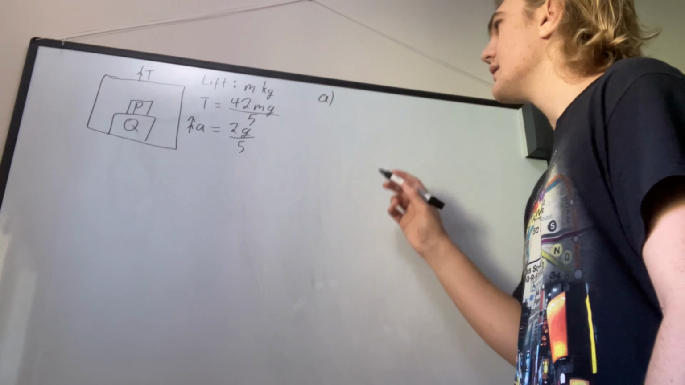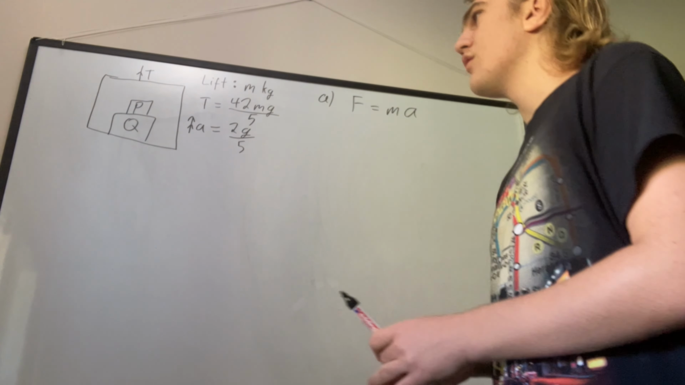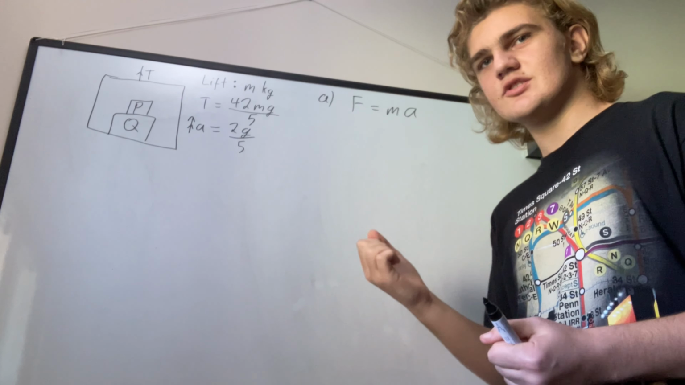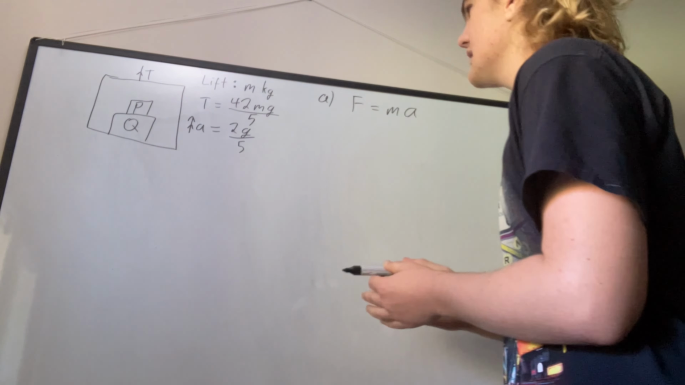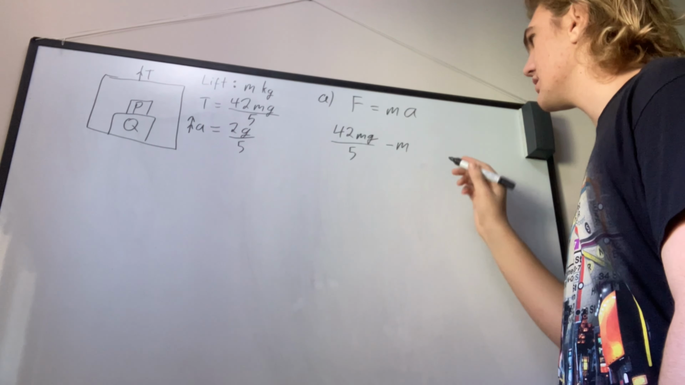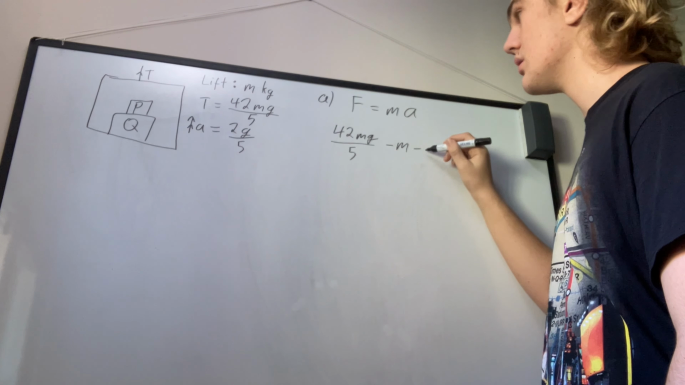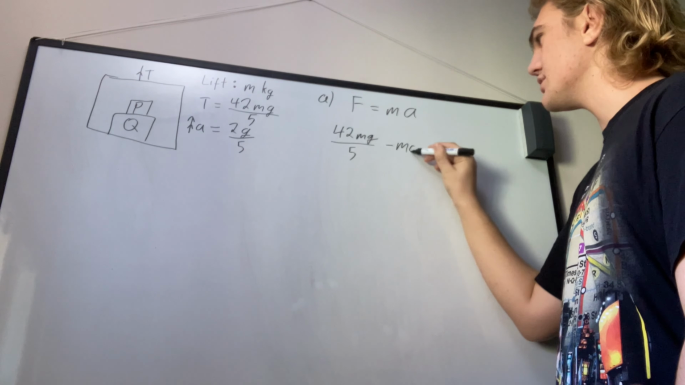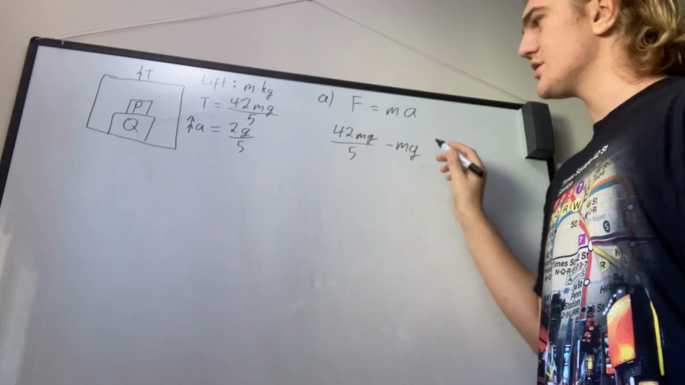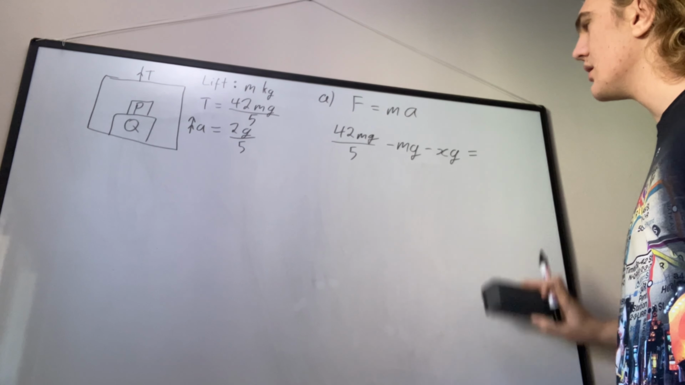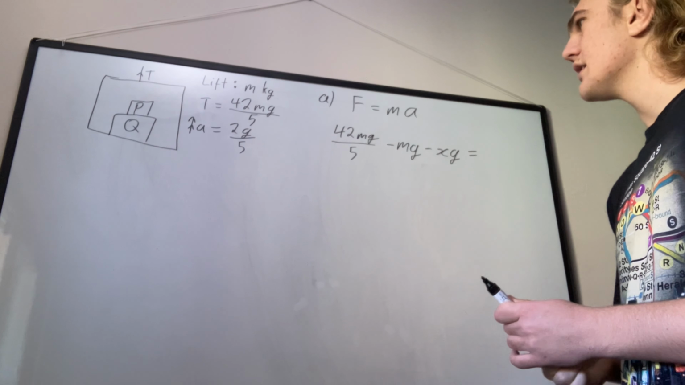We know F equals ma. The force that's lifting all of this up is the tension that's pulling upwards. So this tension has a force of 42mg over 5. But it has this opposite force, which is the weight of everything. So the weight of the lift, mg, minus the weight of the two boxes, which we don't know. I'm going to say their mass is x, so xg, and that gives you all of their combined masses times the acceleration.